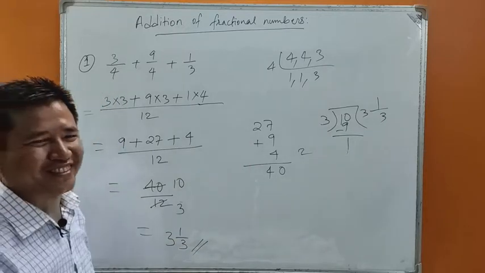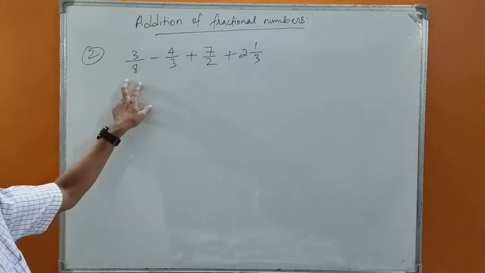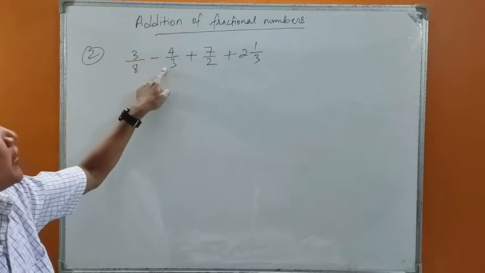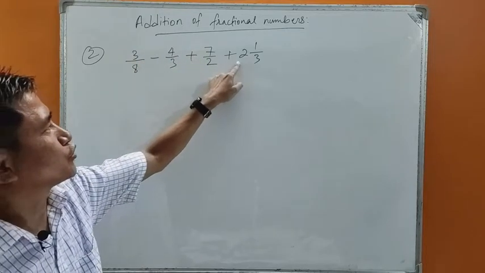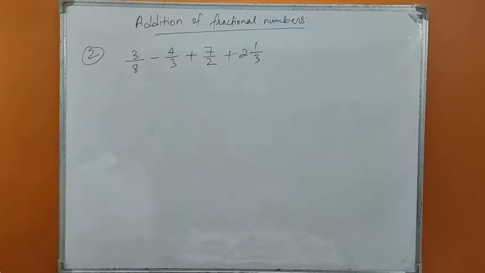I hope you got this. Now let's move on to the next one. Now let us do another question. 3 upon 8 minus 4 upon 3 plus 7 upon 2 plus 2 whole 1 upon 3. So we are asked to add these fractional numbers, okay.